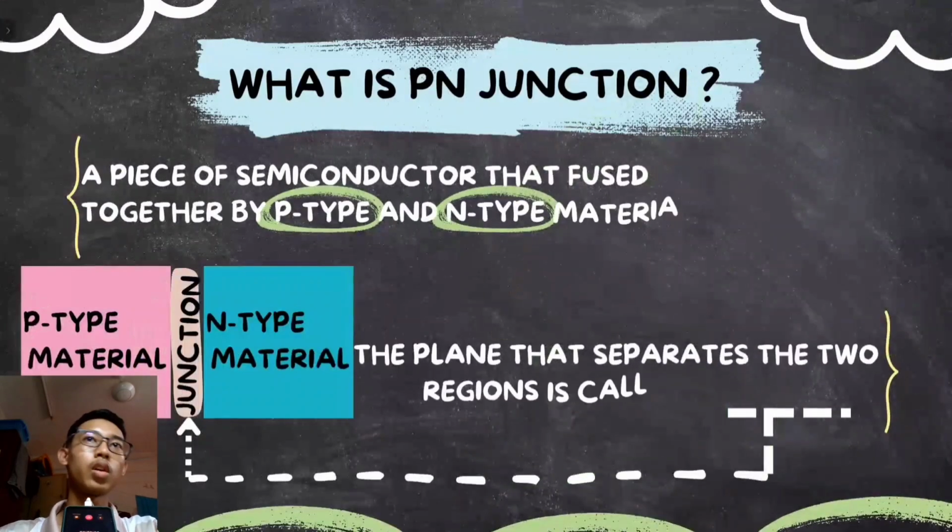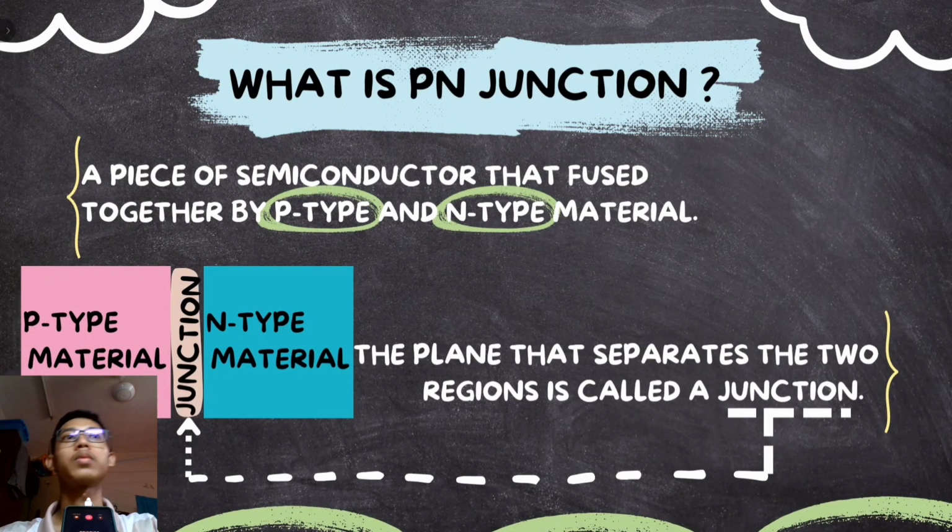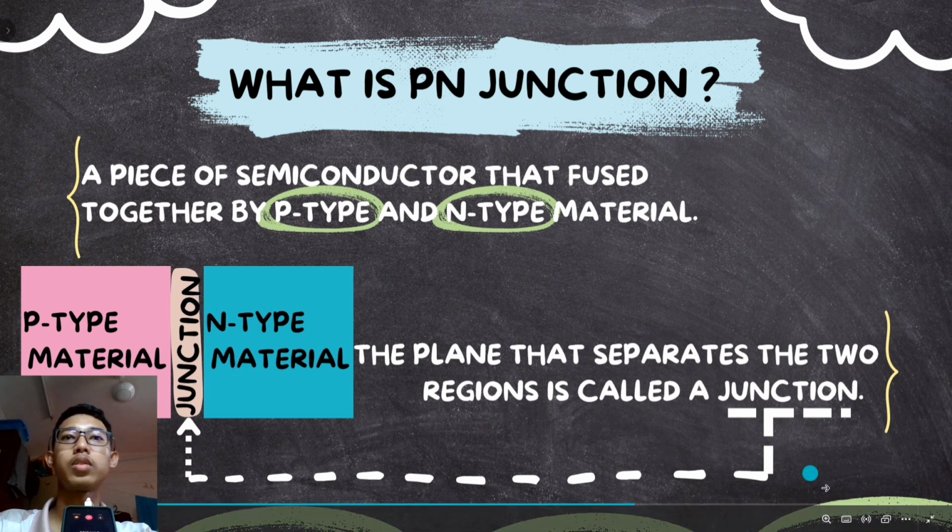First, what is PN junction? PN junction is a piece of semiconductor that is fused together by P-type and N-type material. The plane that separates the two regions is called the junction. As you can see in this picture, P-type and N-type are separated by the junction. They have their own region.